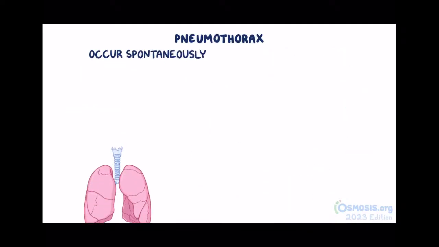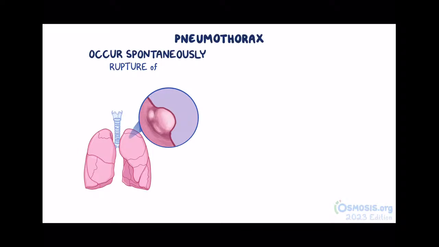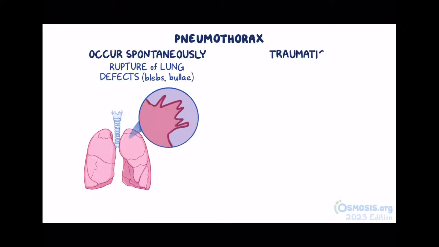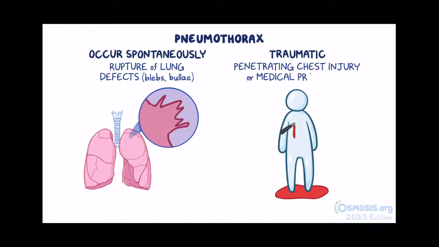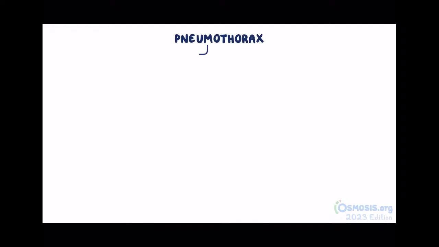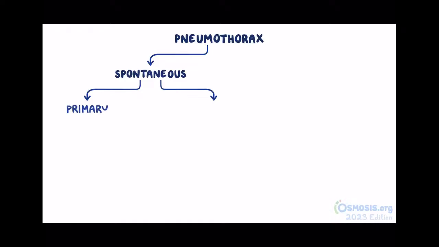This can occur spontaneously, usually due to rupture of anatomic lung defects called blebs and bullae, or traumatic, which might occur after a penetrating chest injury or even a medical procedure. Based on the underlying cause, pneumothorax can be classified as spontaneous pneumothorax, which is further subdivided into primary and secondary spontaneous pneumothorax, and non-spontaneous pneumothorax.